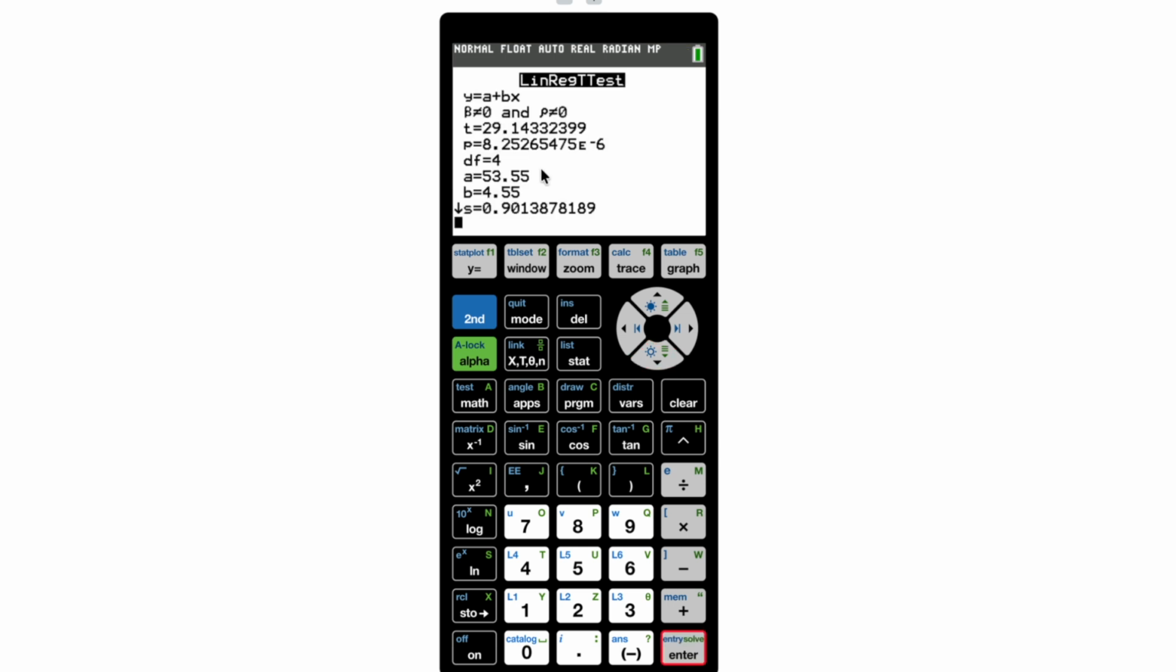The calculator reports the test statistic t, the p-value, and also r. Now, if you use this linear regression t-test to find the regression equation, notice that the equation format is different. It's now y equals a plus bx. So a is your y-intercept and b is your slope.